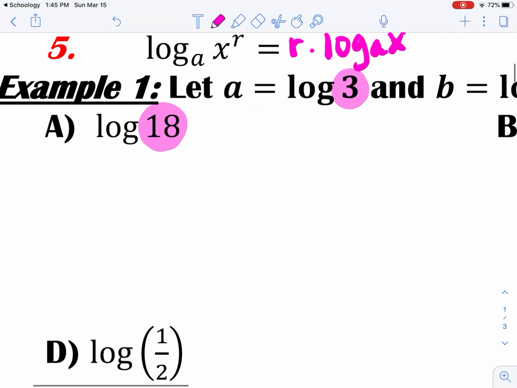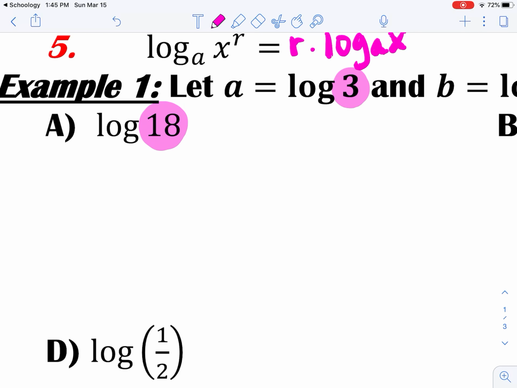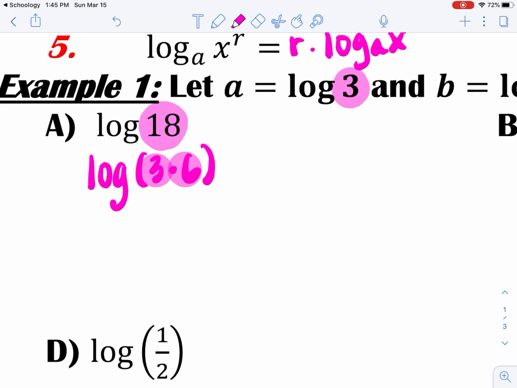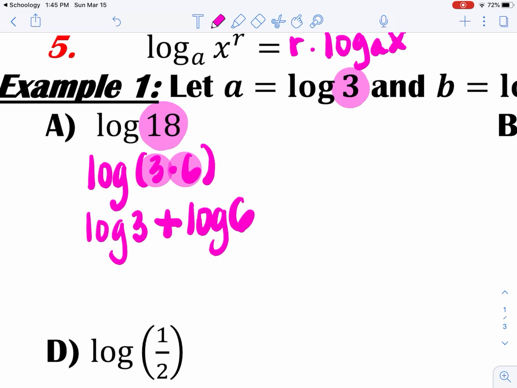The answer is multiplication. Here's a step that people try to skip. They just put their answer as a times b. That is not correct. This breaks into common log of 3 times 6. Now I can break this argument into multiplication, 3 times 6. That means I can break this into two logs: common log of 3 plus common log of 6. So notice two arguments being multiplied were split up and written as two logarithms that are being added.